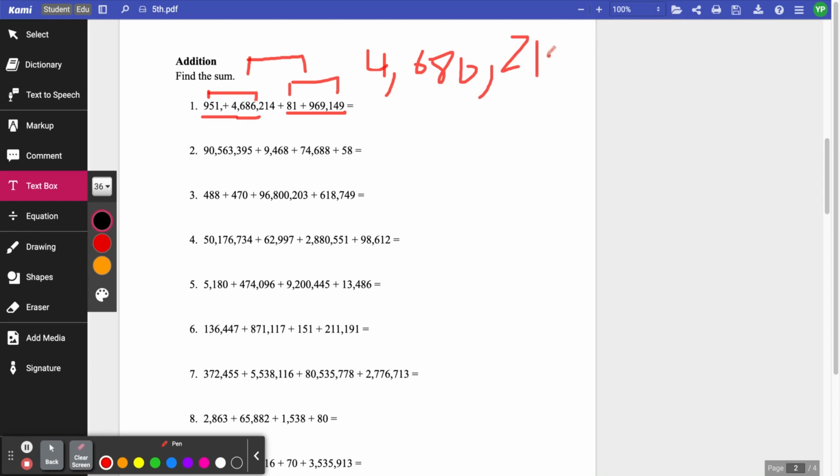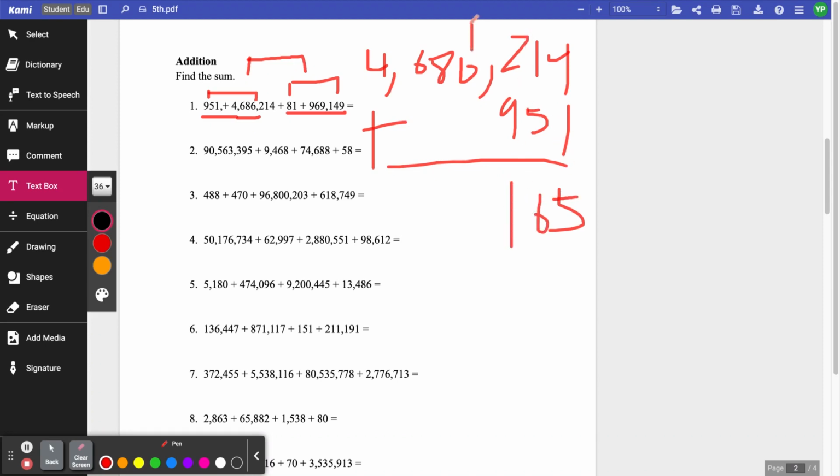So it's going to be 4,686,214 plus 951. And what we get is 4 plus 1, 5, 1 plus 5, 6, 2 plus 9, 11, and then 1 plus 6, 7, and we just bring down the other one. So this is what we get for the first one, right? And then now we're going to do the second one.